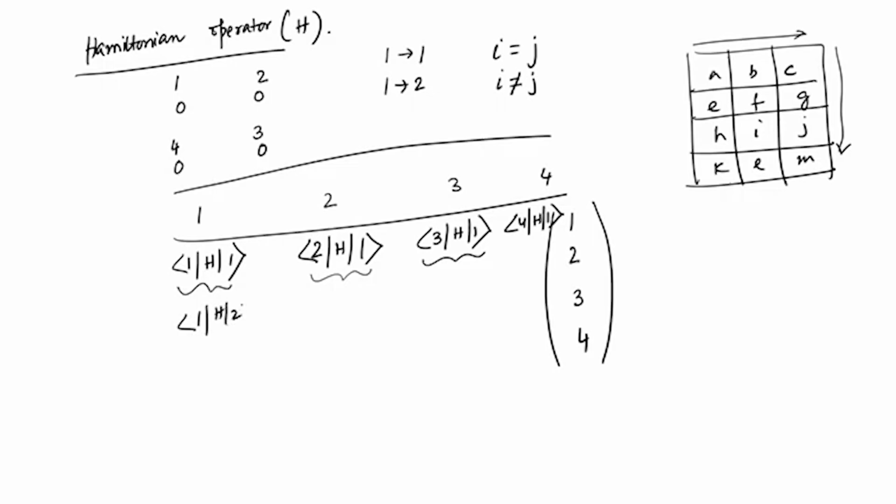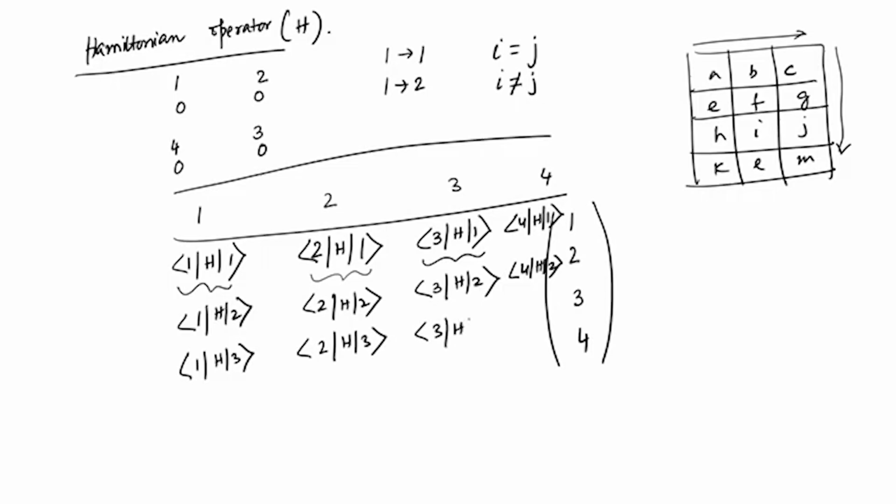Okay. <1|H|2> and this is like <2|H|2>. Let me write down all of them, so this is <3|H|2> and this is <4|H|2>, then there is <1|H|3>, then it is <2|H|3>, then it is <3|H|3>, that is the diagonal element for this, and then there is <4|H|3>, and finally we have <1|H|4>, and we have <2|H|4> and <3|H|4>, and finally the diagonal term <4|H|4>.